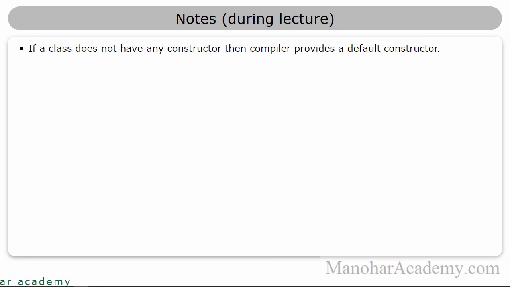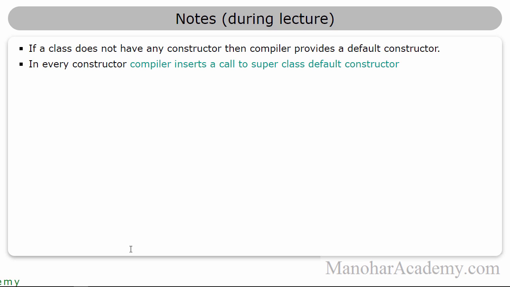Okay, so now we have this particular conclusion: in every constructor, the compiler inserts a call to the superclass default constructor. This is not exactly true, that we are going to see after a few more points. But this statement is partially true. We will see when it is true, when it is not true.